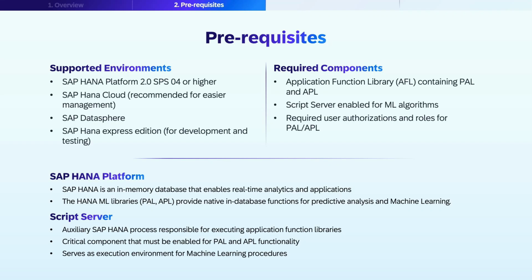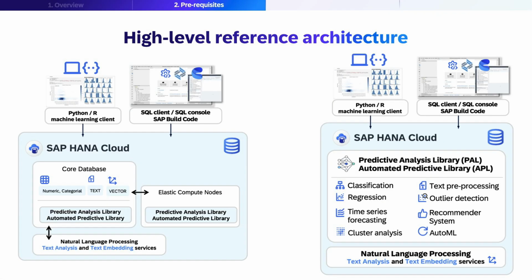Let's examine the high-level reference architecture for clustering using SAP HANA machine learning. The diagram shows the complete machine learning execution environment within the SAP HANA ecosystem. At the core is the SAP HANA database hosting Predictive Analysis Library and Automated Predictive Library. These provide the core clustering algorithms. This architecture ensures efficient, scalable, and secure clustering while leveraging the performance advantages of in-database processing.